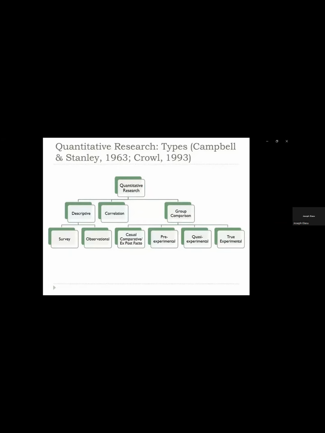And there are three types. There's a pre-experimental, quasi-experimental, and true experimental. And we'll define those in a few minutes. But really here, let's go back to Charlie. If he wants to do a group comparison study, he's interested in, is there a difference in two different groups, or does a specific treatment affect something else?